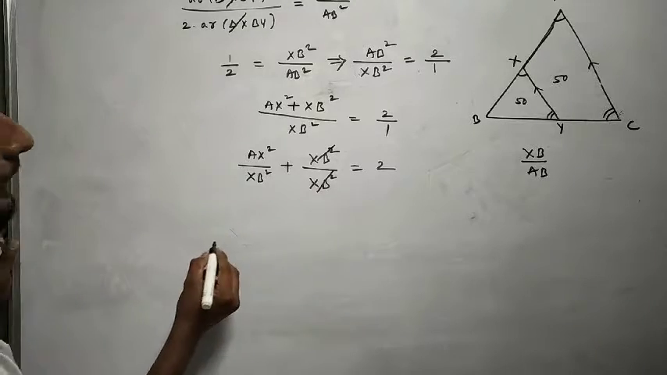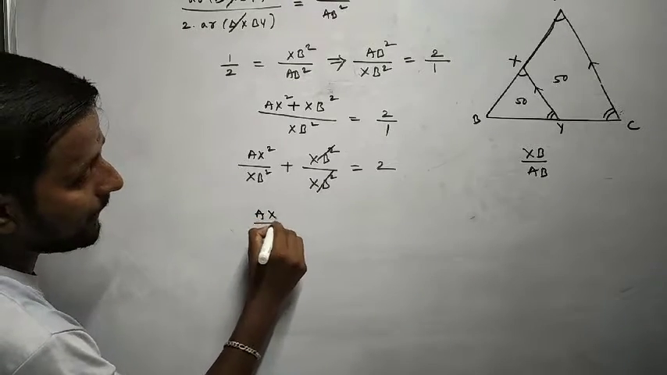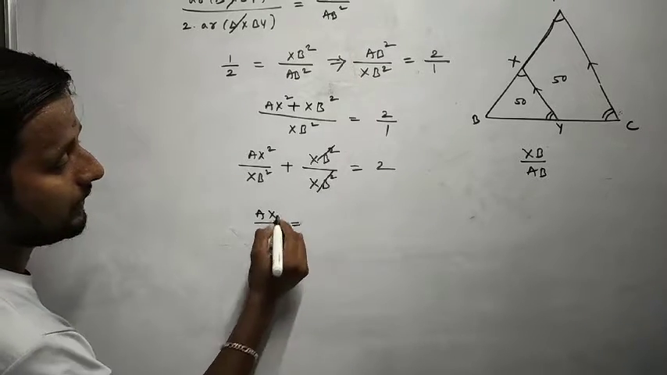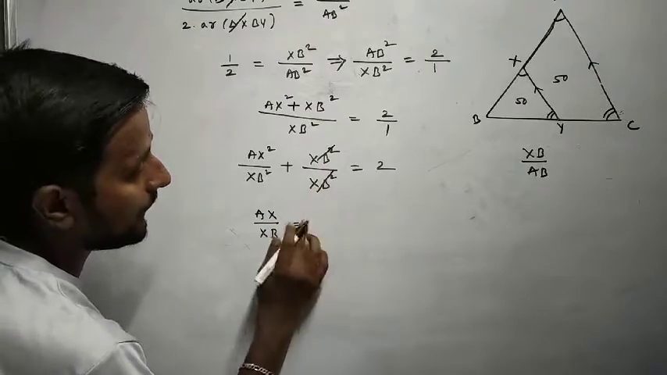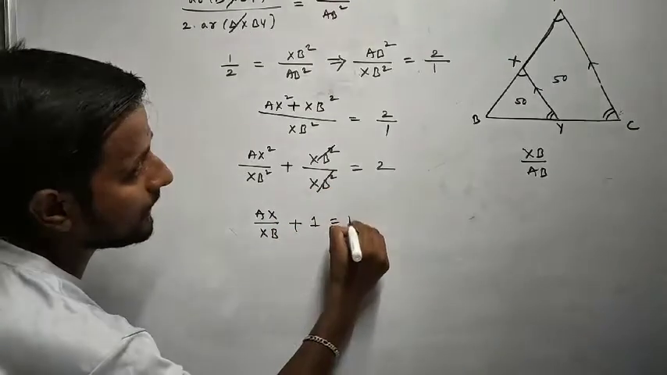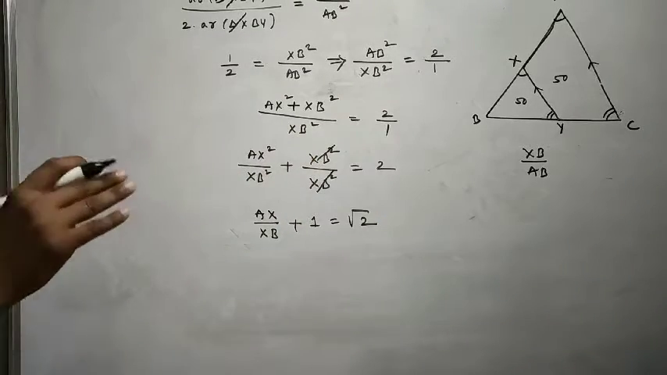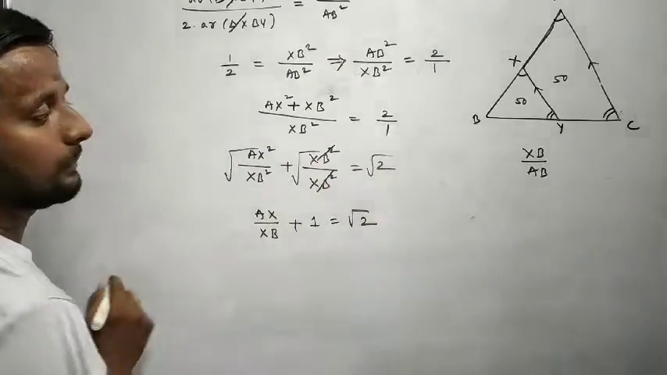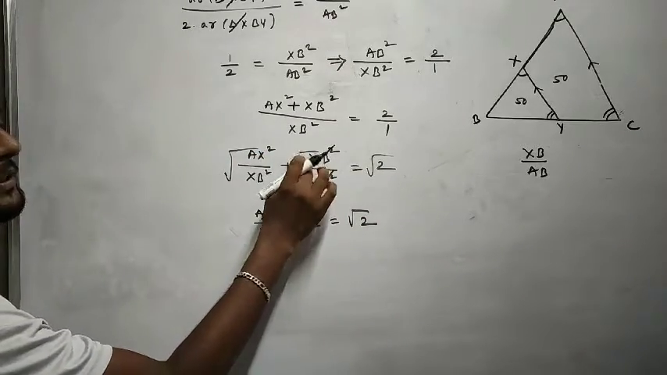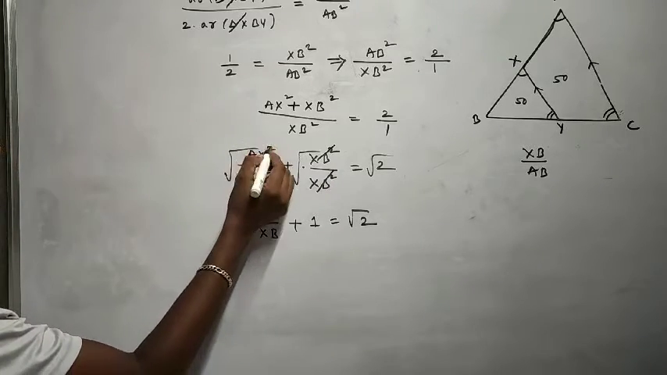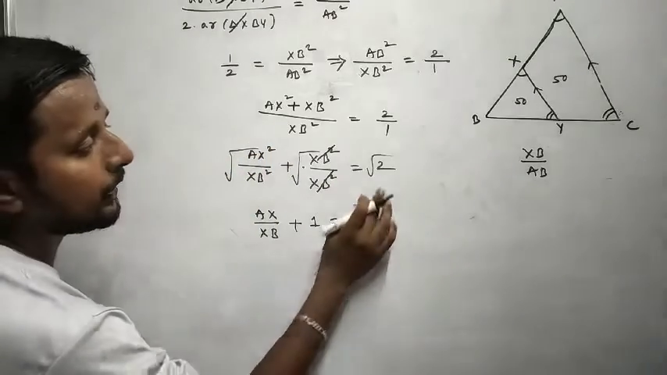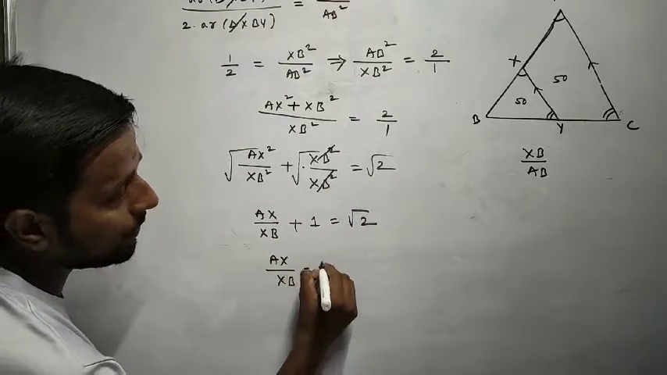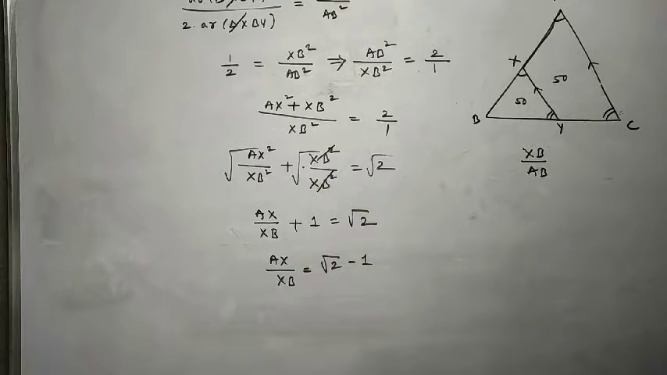So we'll write AX by XB, that is equal to what? We'll write it as 1 and it is under square root. That means if I apply the square root for each and every term, then the square and square root get cancelled. We'll get root 1, and here root 2 has been applied, correct? So AX by XB is equal to root 2 minus 1 we can write. Am I right?